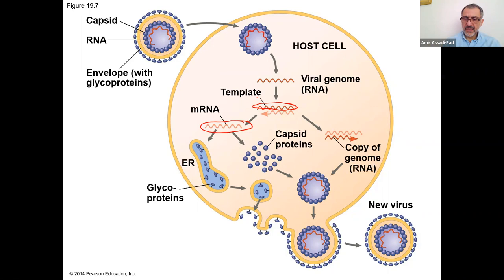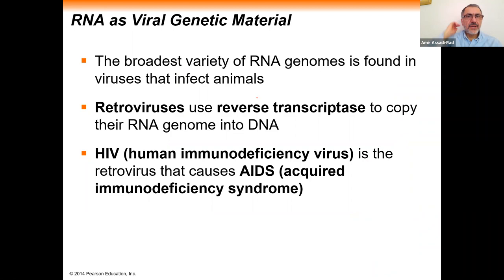Okay, the broadest variety of RNA genomes is found in viruses that infect animals. Retroviruses, I talked about that. Make sure you know that. HIV is a retrovirus right here. Everything on this page is important. They use the enzyme reverse transcriptase. Remember, ase at the end of a word means enzyme. It converts their RNA genome into DNA, as you will see.